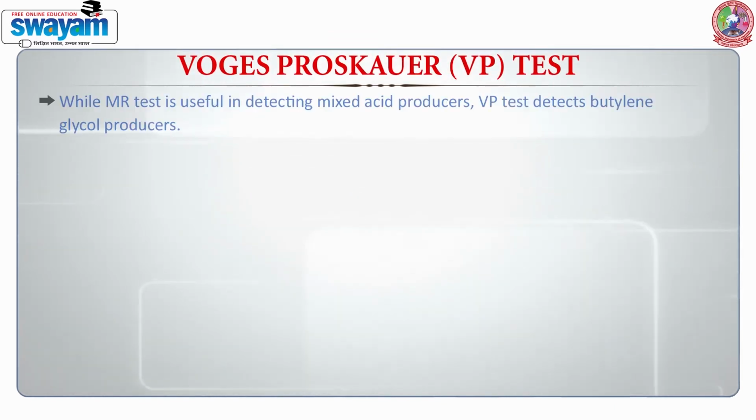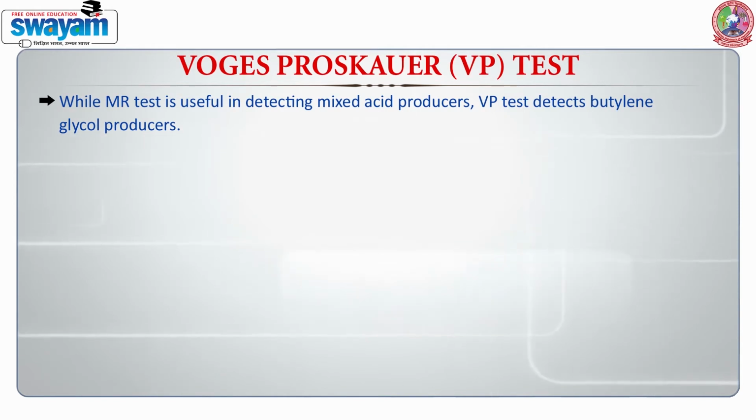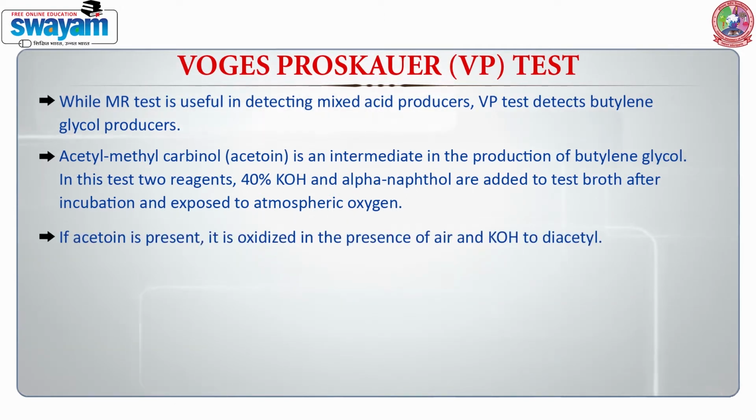Voges-Proskauer or VP test. While the MR test is useful in detecting mixed acid producers, the VP test detects butylene glycol producers. Acetyl methyl carbinol is an intermediate in the production of butylene glycol. In this test, 2 reagents, 40% KOH and alpha naphthol, are added to test broth after incubation and exposed to atmospheric oxygen. If acetoin is present, it is oxidized in the presence of air and KOH to diacetyl.